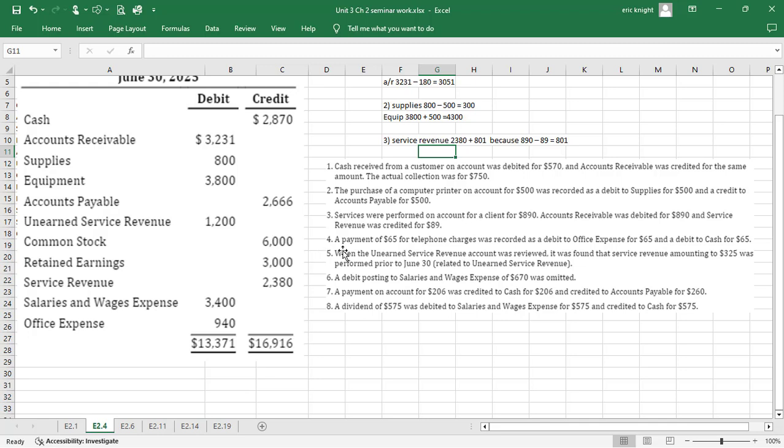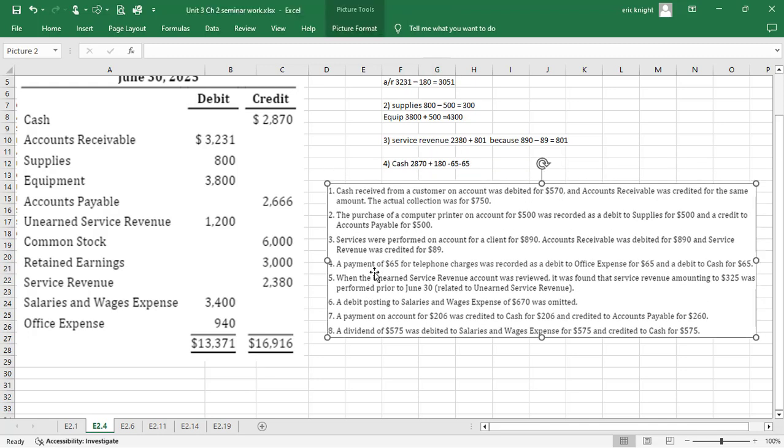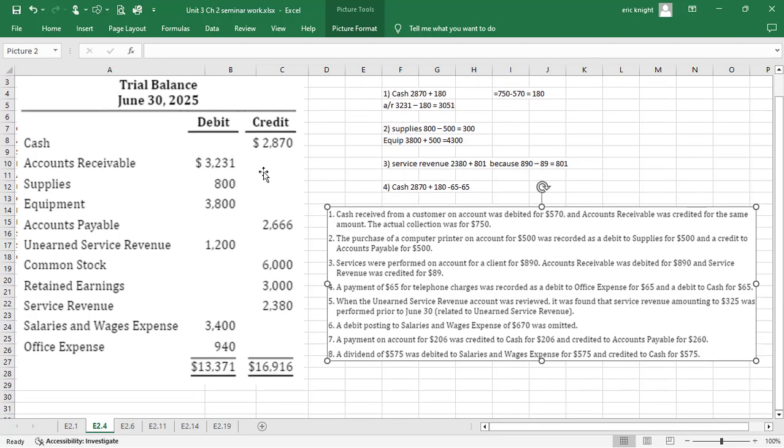When we get to number 4, a payment of $65 for telephone charges was recorded as a debit to office expense for $65, and a debit to cash. We don't want to debit the expense and debit cash. We want to debit the expense and credit cash. So we need to adjust cash again. So we're going to take the $2,870, moved over already to debits. We're going to add the $180 from the earlier situation, and now we want to take another $65 out.